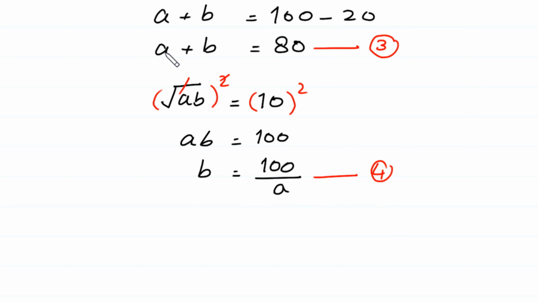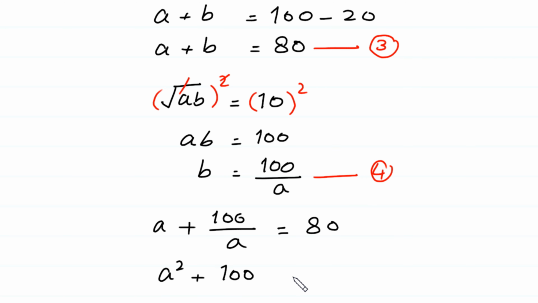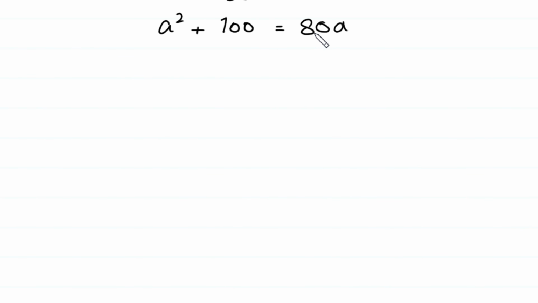Now in equation 3, we put this value of b, 100 over a. Equation 3 is a plus b is equal to 80. Equation 3 is a plus, and in place of b we put this value 100 over a. 100 over a is equal to 80, and if we multiply both sides by a, we get a square plus 100 is equal to 80a. Next, we move this 80a to the left side. A square minus 80a plus 100 is equal to 0.